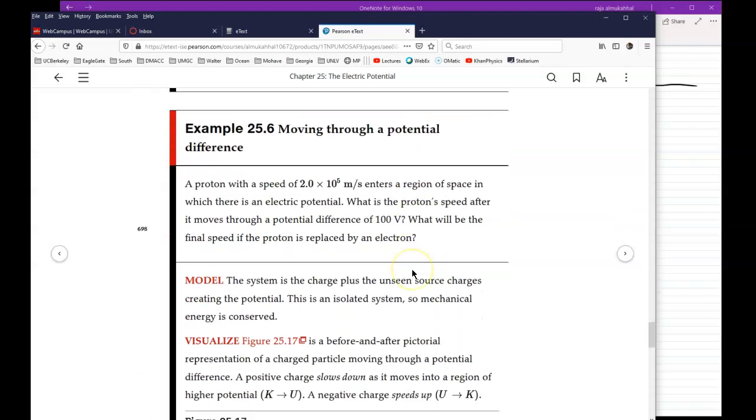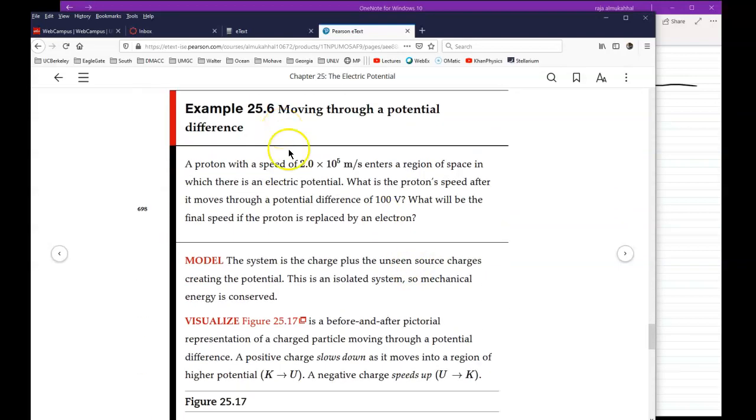And I'm trying to find the problem. There it is right here. It says moving through a potential difference. Again, moving through voltage, that's what he's trying to say. He says a proton with speed 2 times 10 to the 5th meter per second enters a region of space in which there is an electric potential, a voltage. What is the proton's speed after it moves through a voltage of 100 volt? What will be the final speed if the proton is replaced by an electron? I'll let you do the second part. Got it? Okay, so how do we do it?